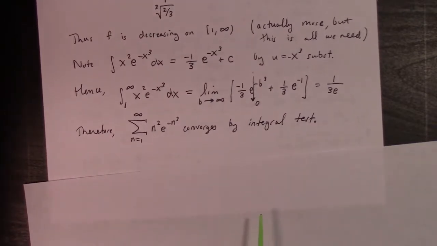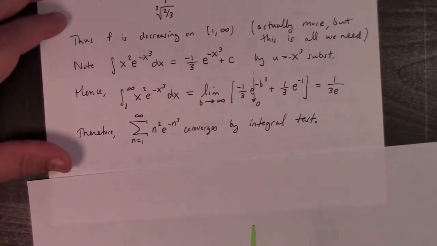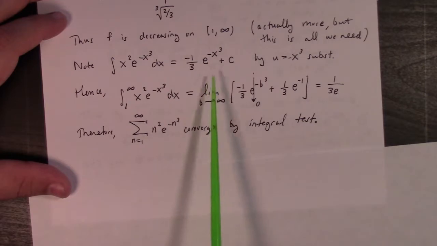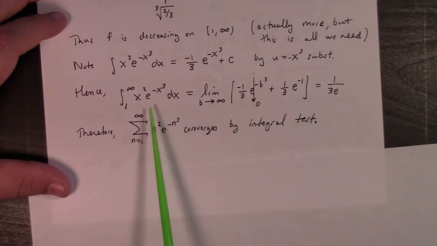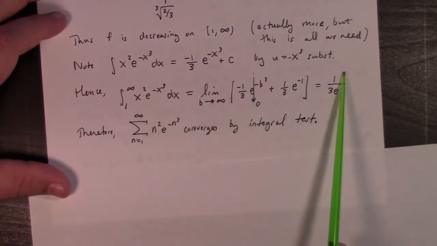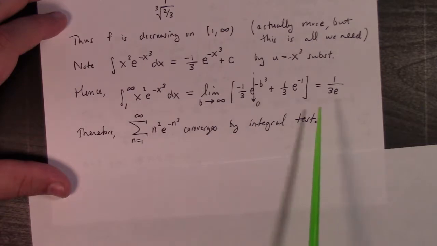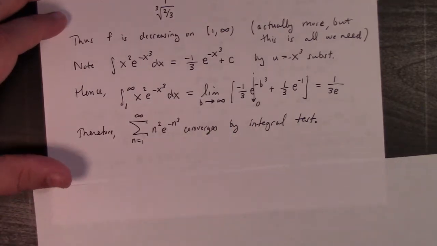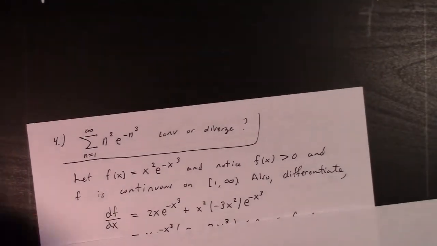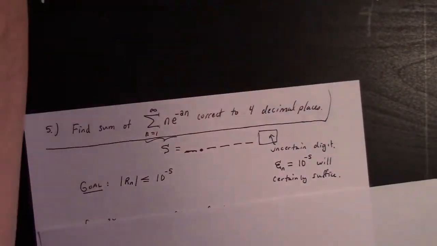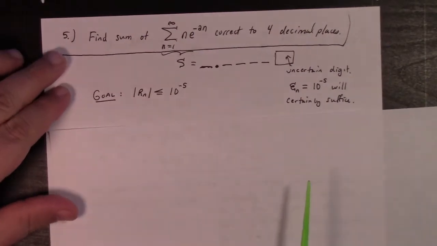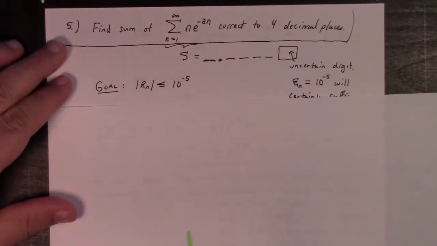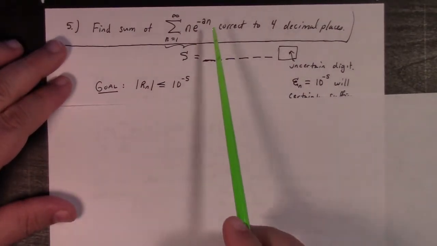Let's do that. The integral of this is equal to that by the u equals minus x cubed substitution. So this improper integral works out to 1 over 3e. Therefore, the sum n equals 1 to infinity of n squared e to the minus n cubed converges by the integral test. Very good.